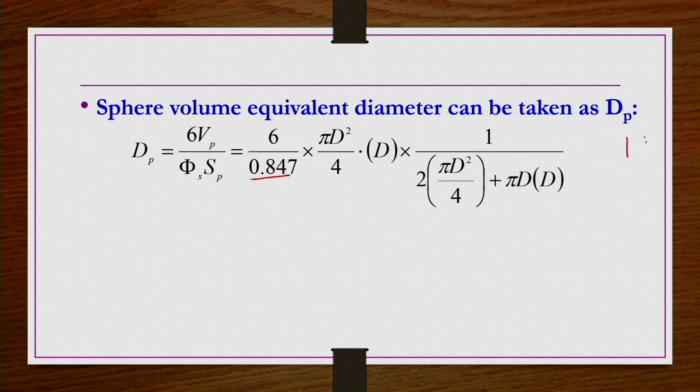Now for the short cylinder, if you want to find the volume, you have to find the cross section area and multiply it by the height h, but now h is equal to d. So we can write d multiplied by pi d square by 4. This pi d square by 4 is the cross section area of the circle based on the diameter of the cylinder, and multiplied by the height of the cylinder, that will give the volume of the cylinder.